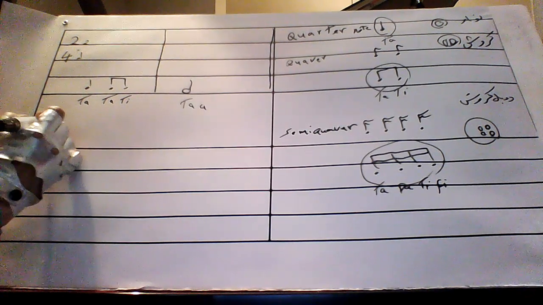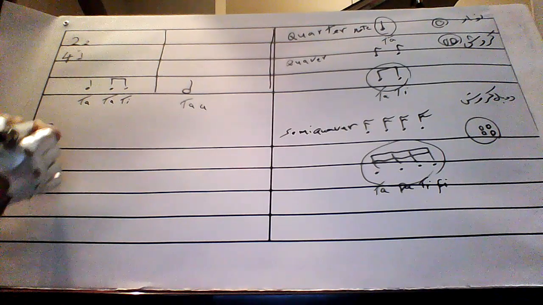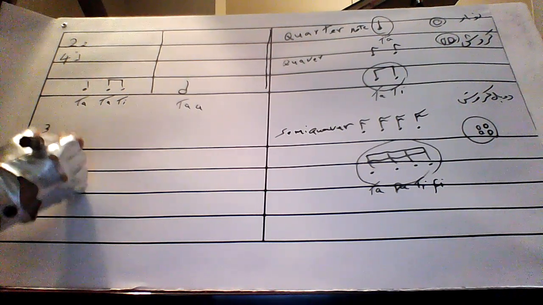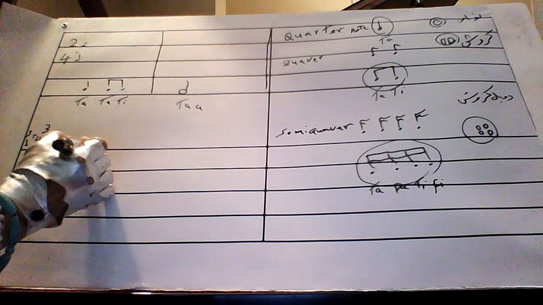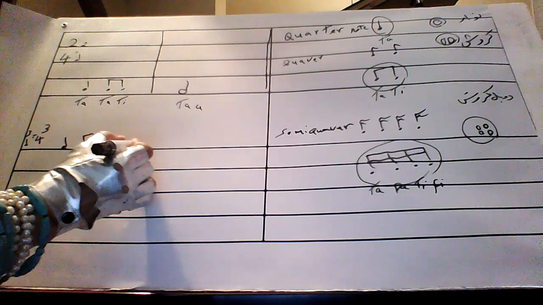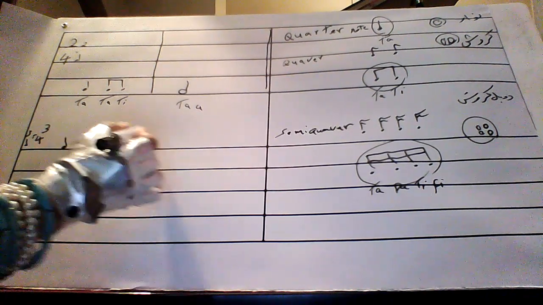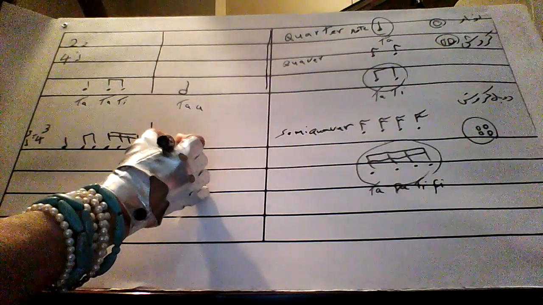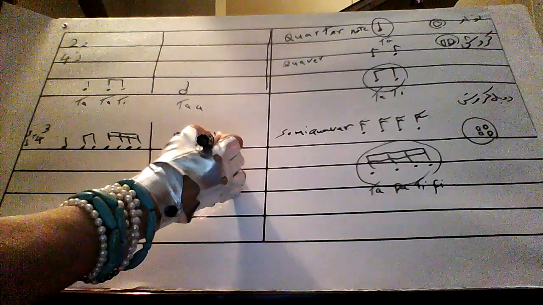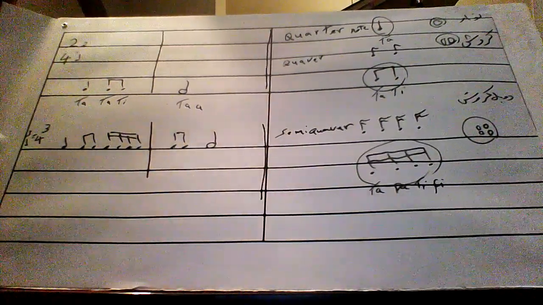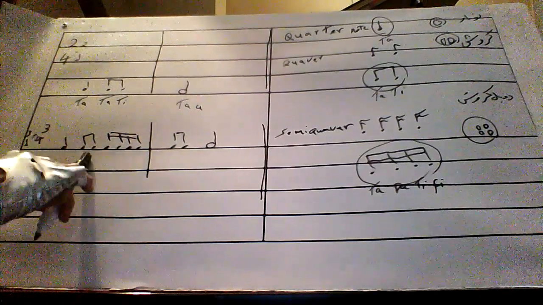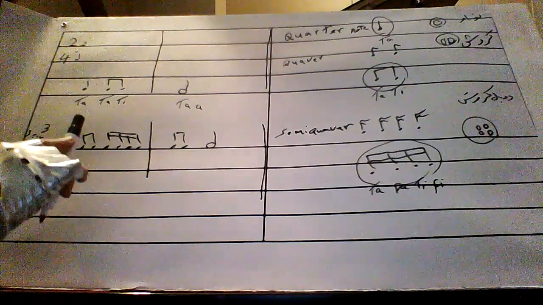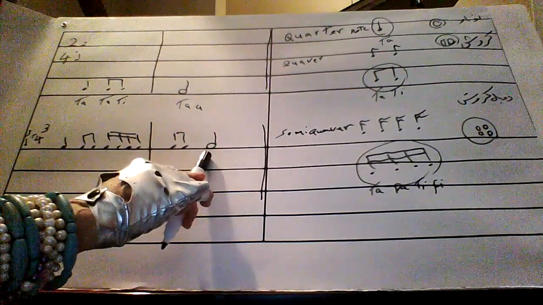Okay. If he says 3-4, he means 3 quarters. Then in the first bar, I can put ta, ta, ti, ta, fa, ti, fi. And I close the bar. Then I can put ta, ti, ta, a, and I close the bar. Okay? Here: ta, ta, ti, ta, fa, ti, fi, ta, ti, ta, a. Again.